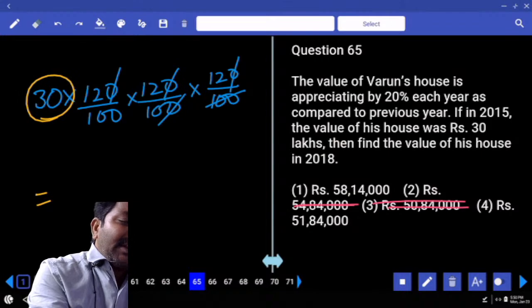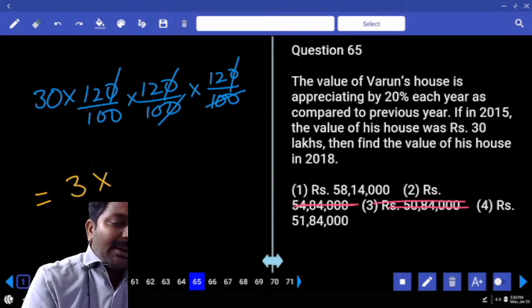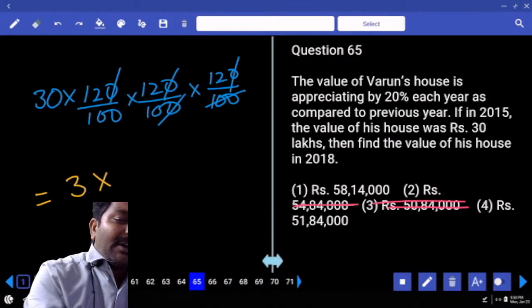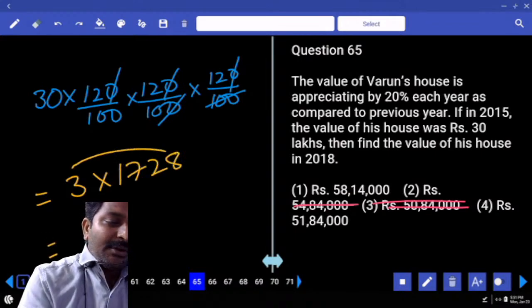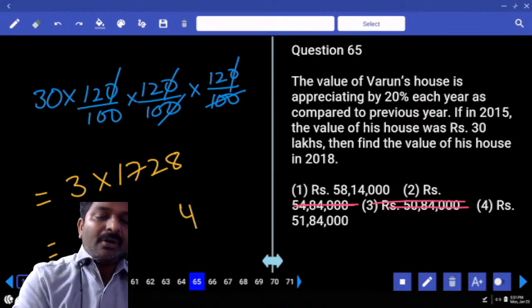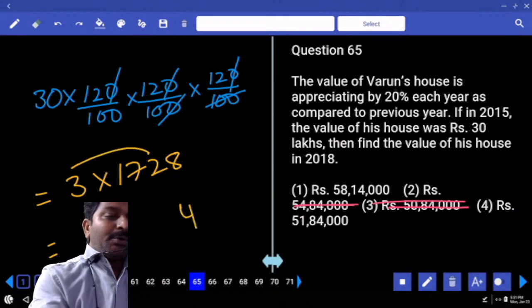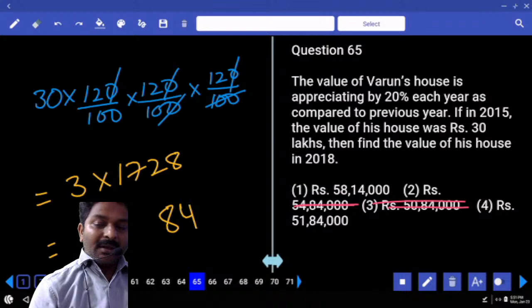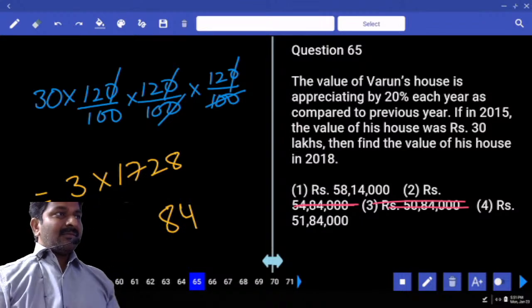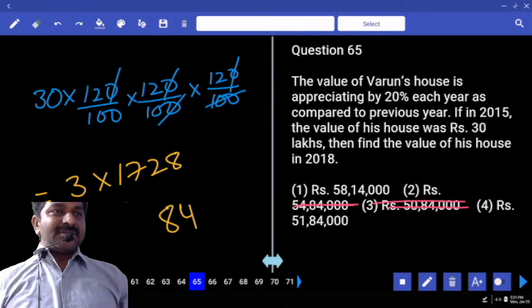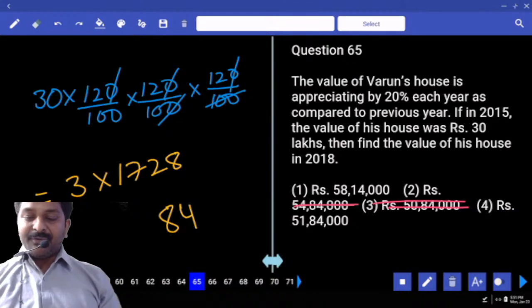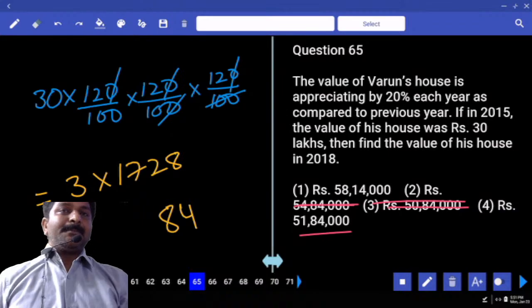So among 30, I will take 3 into 12 into 12 into 12. 12 cube: 1, 7, 2, 8. 3 into 8, 24, 4 carry 2. 3 into 2, 6 plus 2. I am done with my answer. I don't want to concentrate on the number of zeros, but still the answer ends with 84. Fourth option, final answer.